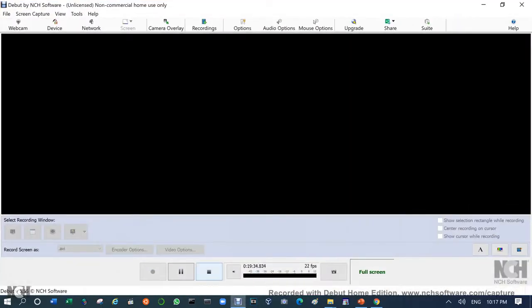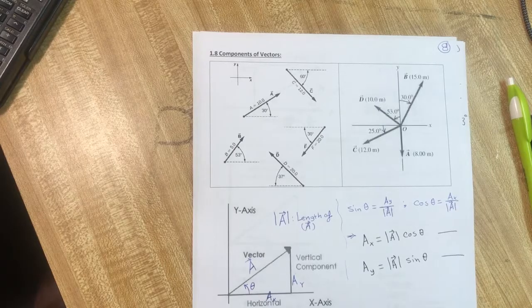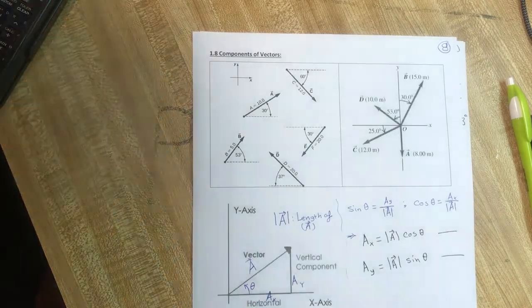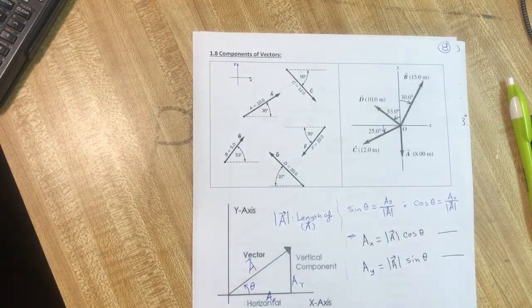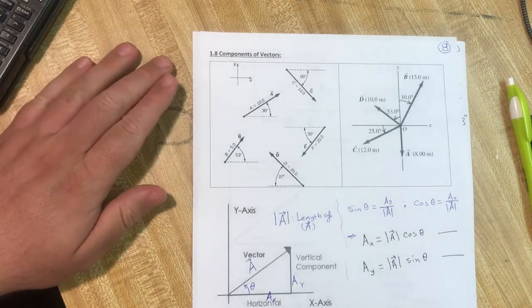Hi students, now we'll talk about components of vectors, which is section 1.8, and this section is on page number 14 in the book.